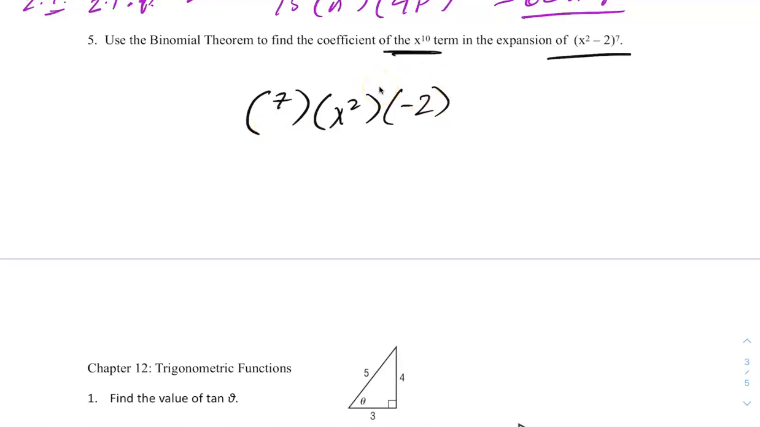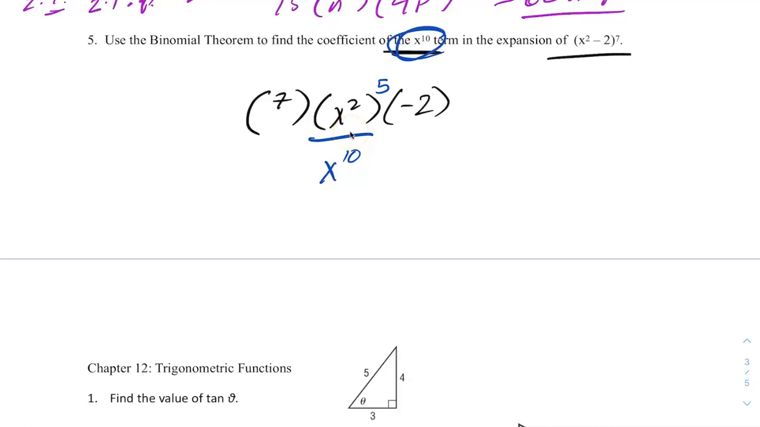But they do tell us something. We want x^10. Well, here's my x. What power does it need to be to get 10? Well, power to power you multiply, so this has to actually be 5, because then when I multiply these together, I'm going to get x^10 down here. And that's all I need.